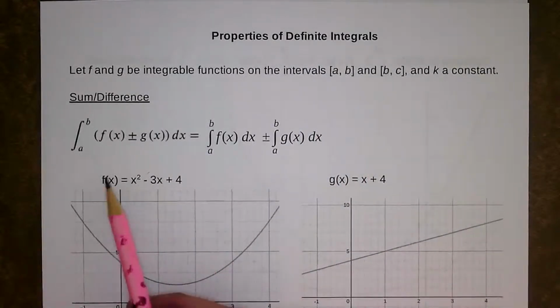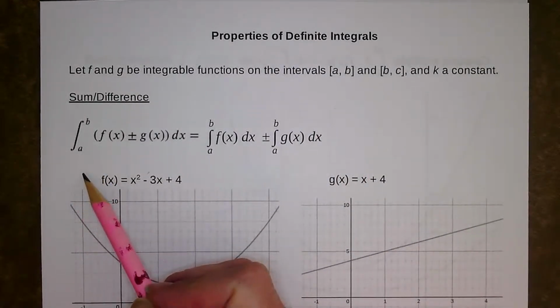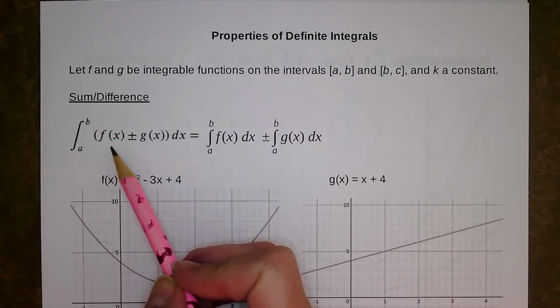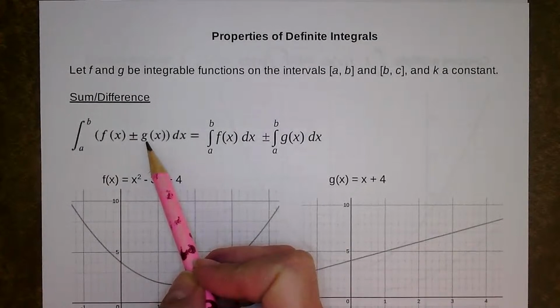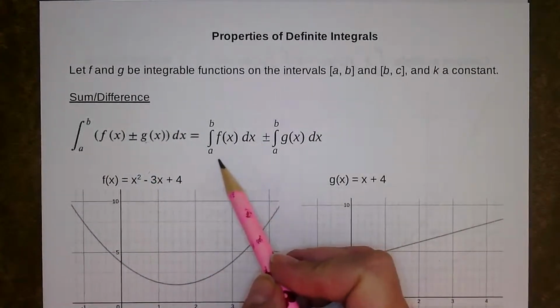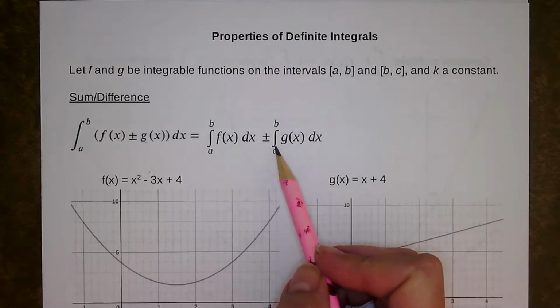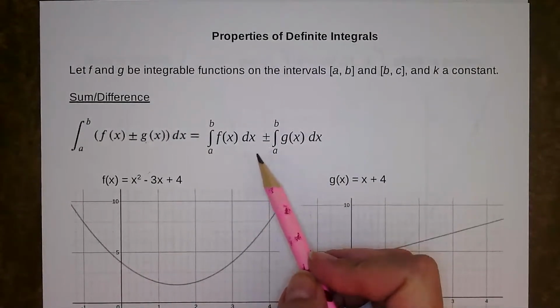So the first property is a sum and difference property. What it says is if you have the integral from a to b of two functions added or subtracted, you can calculate those integrals separately and combine them to get your final answer. Because remember, a definite integral is an area.